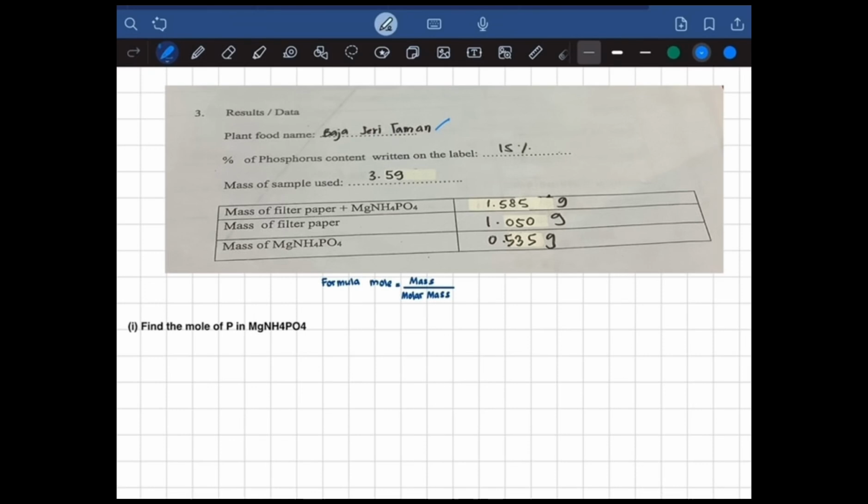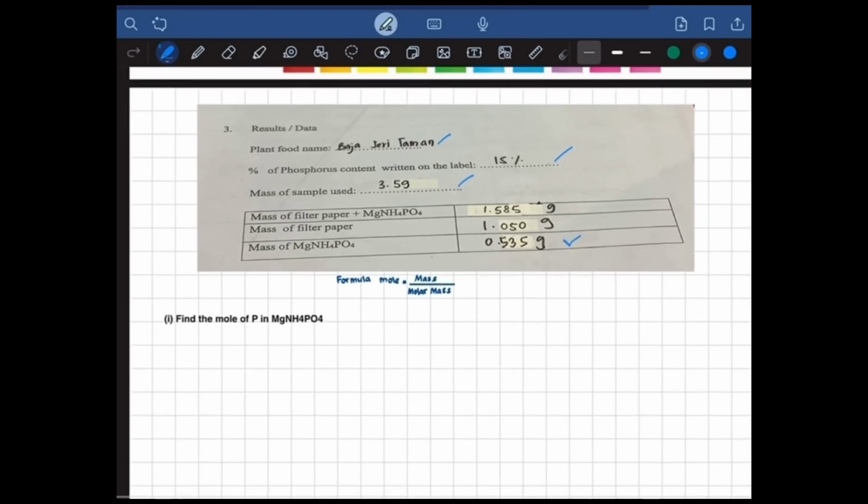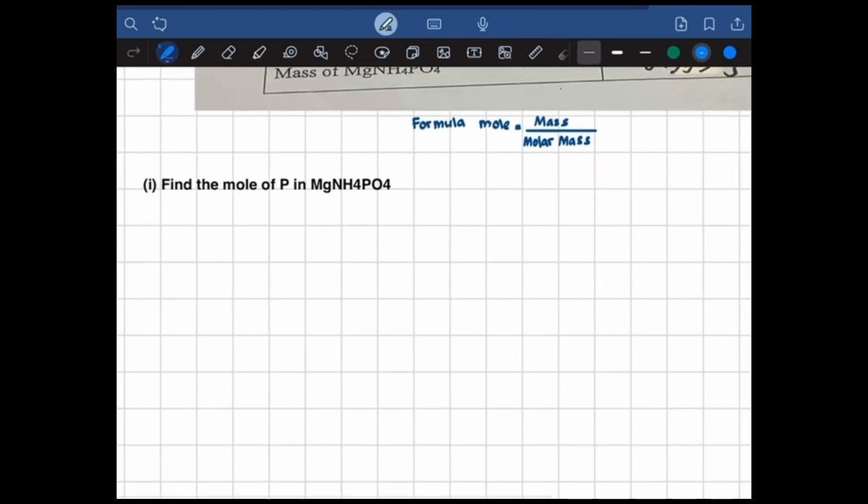Hi everyone, in this topic I'm going to do some calculation questions. So let's do it. The plant food that we use in this experiment is Budget Taman, and the percent of phosphorus content written on the label is 15%, and the mass that we use is 3.5 gram. The mass of magnesium ammonium phosphate is 0.535 gram.